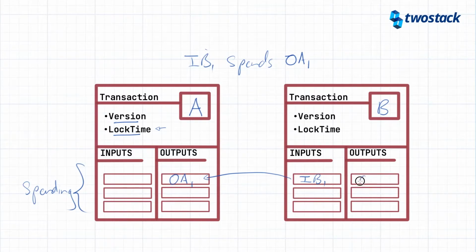At the head of this chain, there exists an output for which there does not yet exist a transaction containing a spending input. This transaction output is referred to as a UTXO, or unspent transaction output.